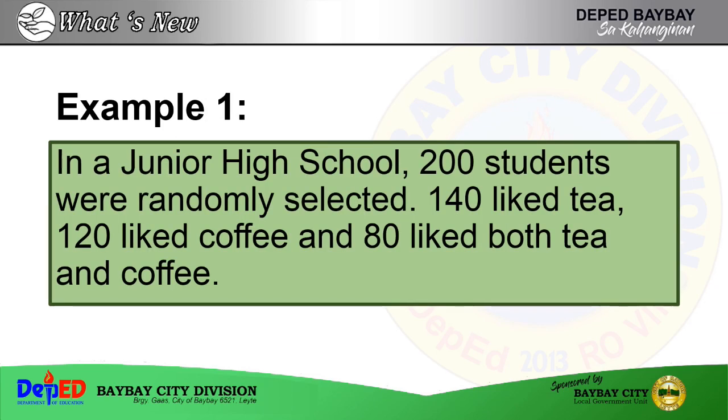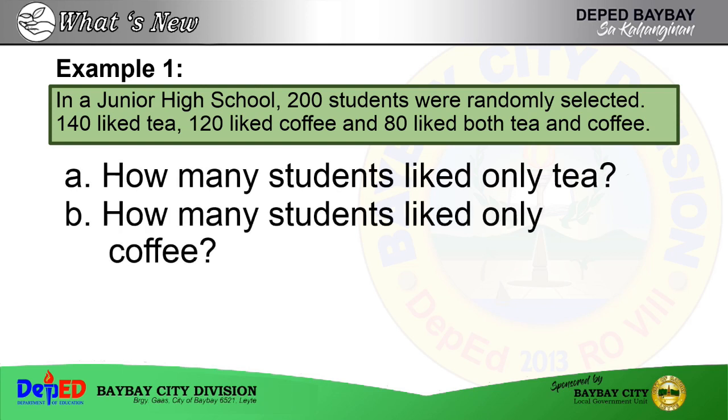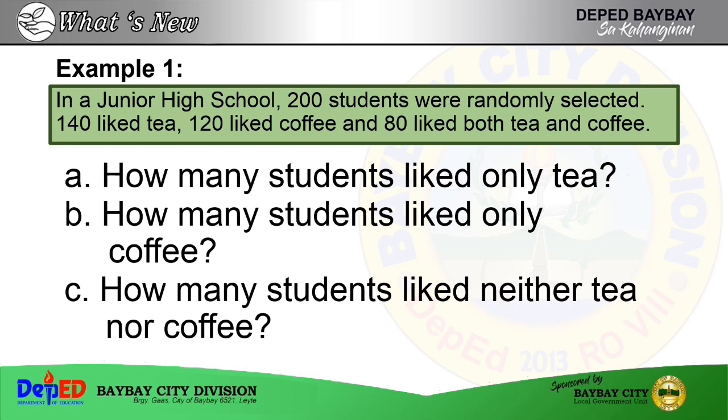Let's try this example. This uses two overlapped circles. In a junior high school, 200 students were randomly selected. 140 like tea, 120 like coffee, and 80 like both tea and coffee. First question, how many students like only tea? Second, how many students like only coffee? Third, how many students like neither tea nor coffee? Okay, let's start. Don't forget that we will follow the steps in solving sets problems using Venn diagrams.